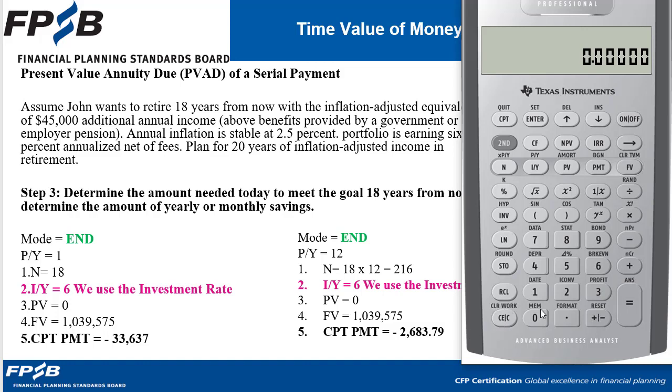Okay, so that's just a couple of ways that you can do it. You can do 18, second, and N if you've set up the parameter PY equals 12. So that is our N. It's the same 6 I/Y. The $1,039,575 is our future value. There's no present value because we're starting a monthly savings plan, and we're going to compute the payment. We need to save $2,684.